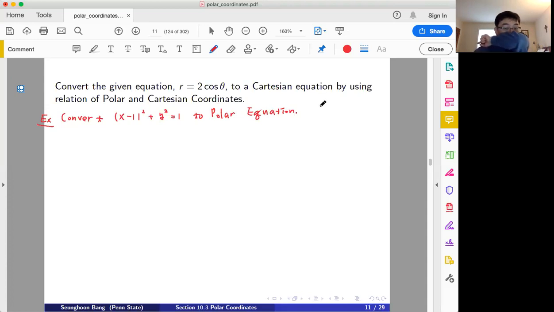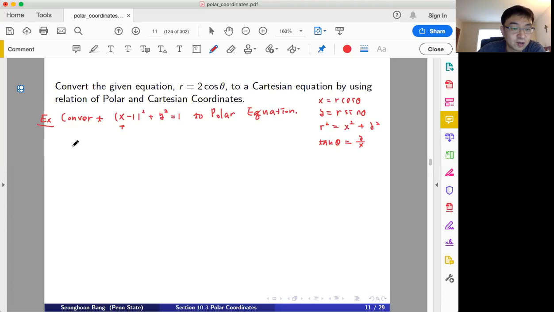Same. We can use this: x = r cosine theta, y = r sine theta, r² = x² + y². Another one: tangent theta is y over x. You can use this relation. So here, what is x? x is r cosine theta.